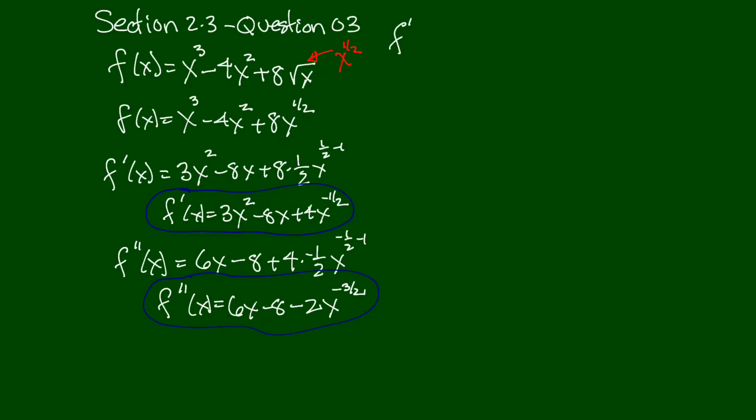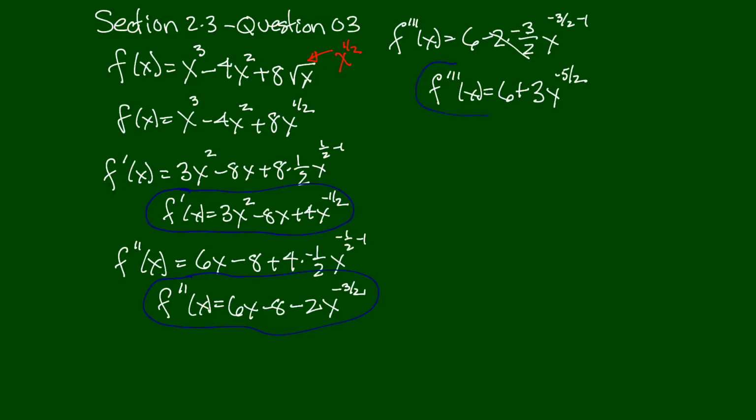So f triple prime of x is, now we're differentiating this function here. So we're going to get a 6, a 0, and then we'll work on this one. So we'll start it here with a 6, and then negative 2 times, bring that exponent down as a multiplier, negative 3/2 x to the negative 3/2 minus 1. So the third derivative here is 6. These 2's will cancel. Negative negative is positive 3. And then x to the negative 5/2. And there is our third derivative.